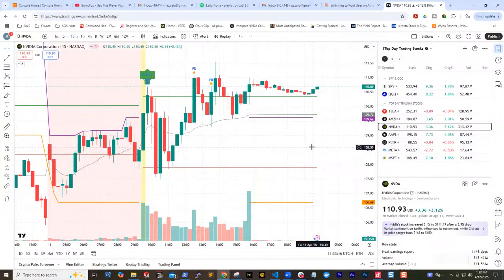Which line is the resistance line? Whichever one is at the bottom, the lowest one will be the resistance. No, no, not the bottom, I'm sorry. The resistance will be the top two. The top two? Mm-hmm. Okay. And the bottom two is the support.